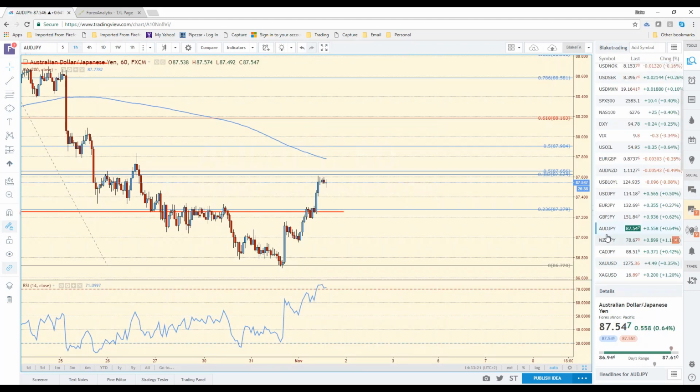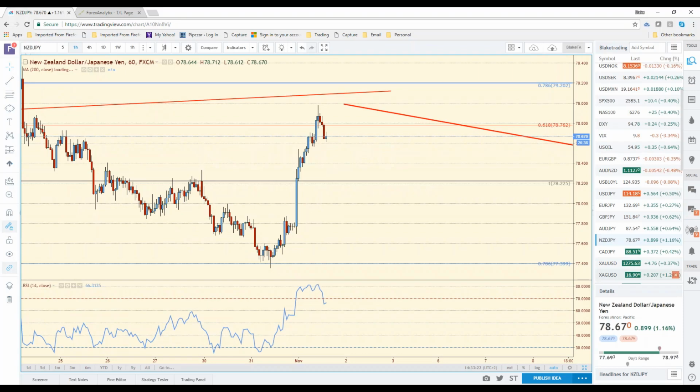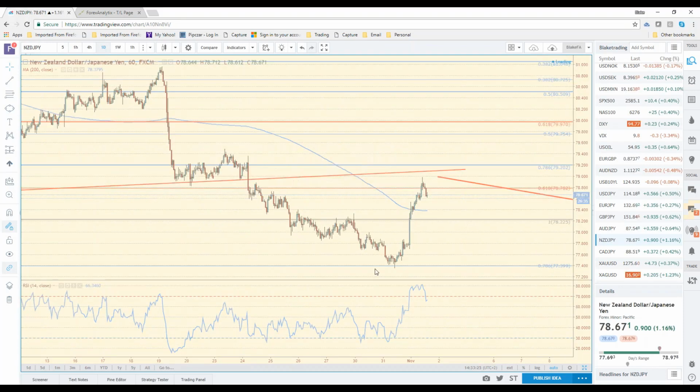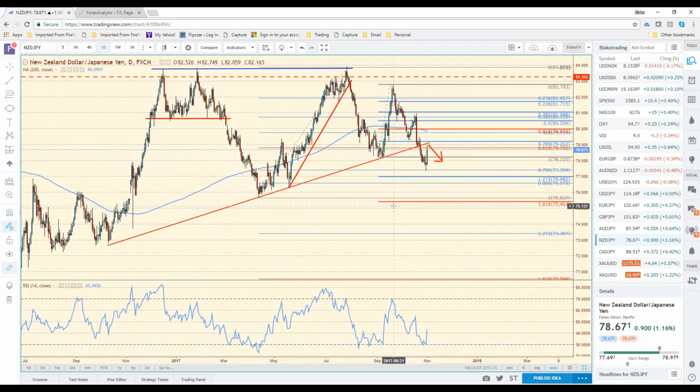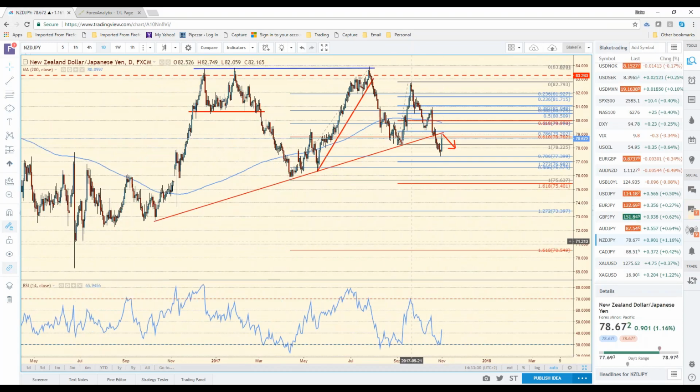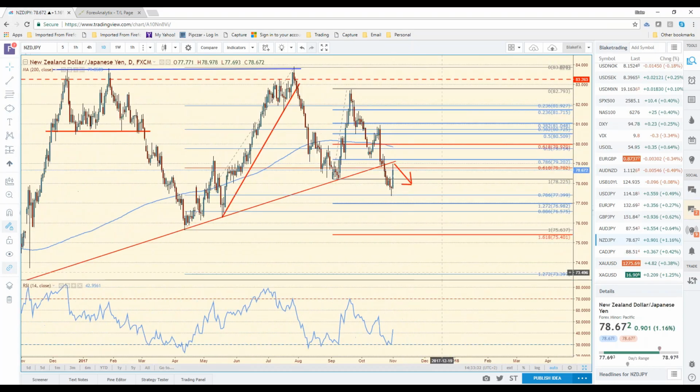Let's see, New Zealand yen. Oh, the New Zealand yen. This is a really big rejection right underneath the underside of the trend line after the employment report. That was pretty key. That happened overnight.